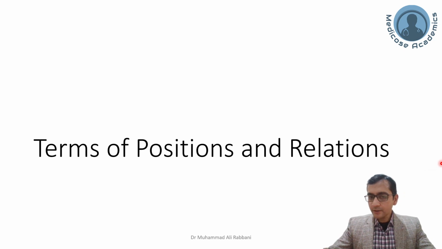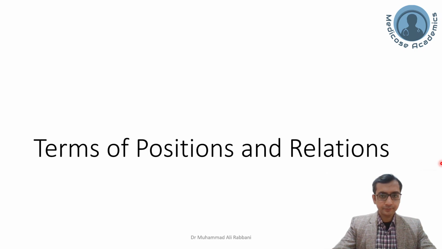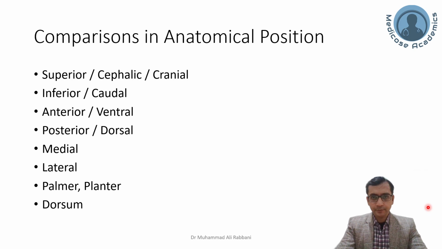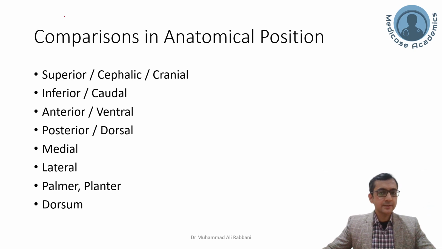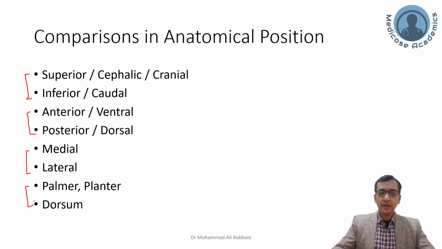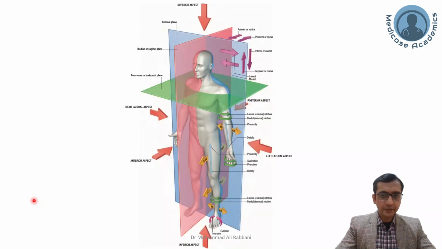Now, to the next part of the lecture, terms of positions. These are the terms of position that require you to visualize the body in the anatomical position. These are present in pairs like superior and inferior position, anterior versus posterior, medial versus lateral, palmar versus dorsal position. The name gives a lot of them away, but let's look at them here.